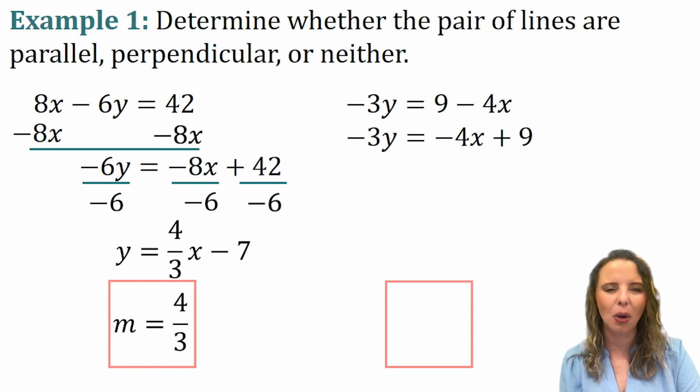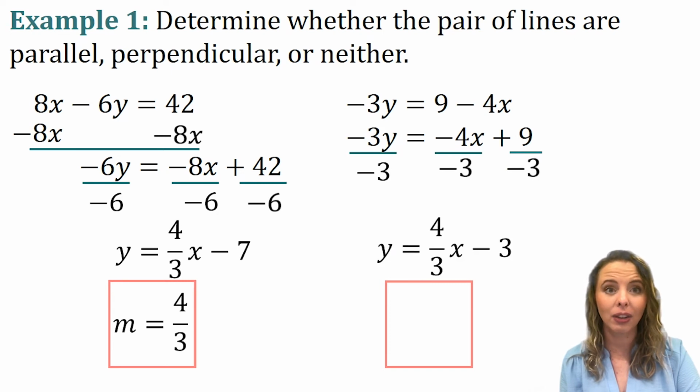We need to isolate our y completely, and we're going to do that by dividing everything in the equation by -3. So -4 divided by -3 is 4/3, and 9 divided by -3 is -3. So our slope is 4/3. What do we realize about our slopes? They are the exact same. So our lines are parallel.